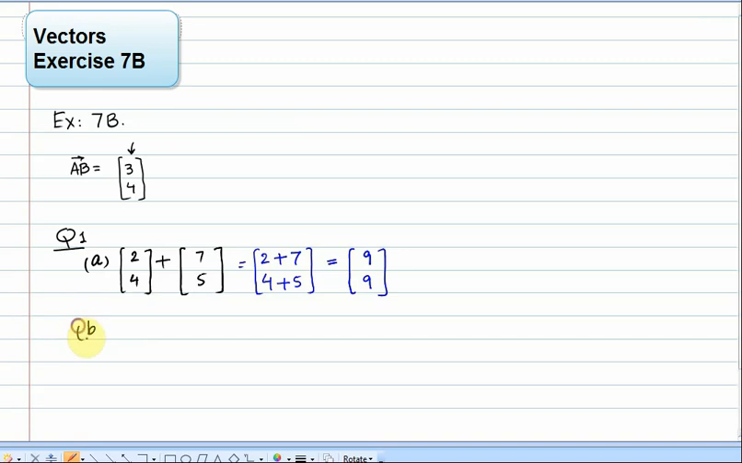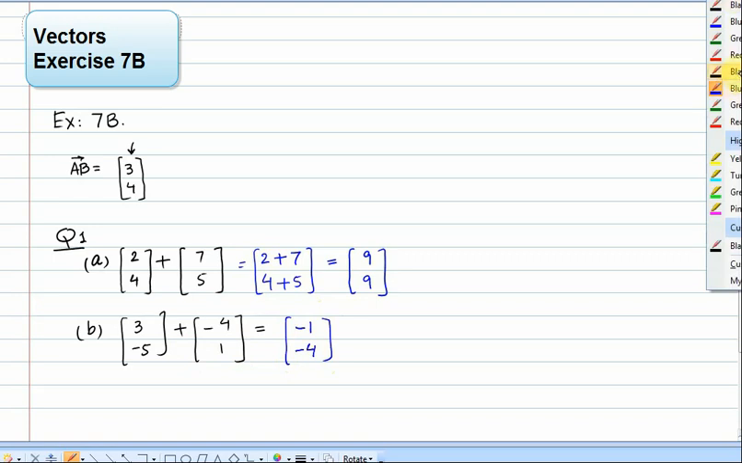For part B, it's (3, -5) plus (-4, 1). You need to do it by yourself first. So it will be 3 minus 4, that will be minus 1, and minus 5 plus 1, it will be minus 4. Right? These are the values if you add them together.